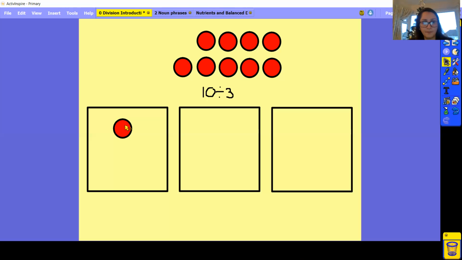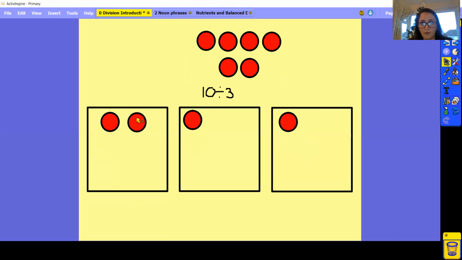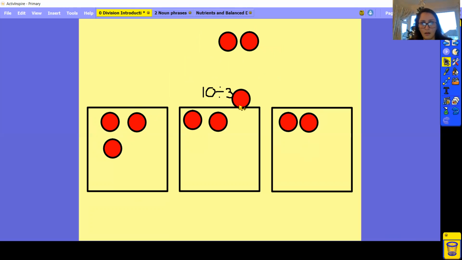So we've got 1, 2, 3, 4, 5, 6, 7, 8, 9. Oh, let me just put this one there. There we go. So here we've got 10 divided by 3, but we have 1 left over.